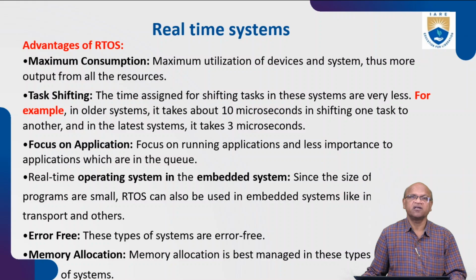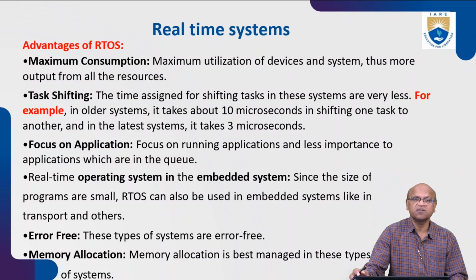Advantages of RTOS. Maximum consumption. Maximum utilization of devices and systems, thus more output from all resources. Task shifting. The time assigned for shifting tasks in these systems is very small. For example, in older systems it takes about 10 microseconds to shift from one task to another, and in the latest systems it takes 3 microseconds. So the time delay is decreased. Focus on application: focus on running the application, with less importance to applications in the queue.